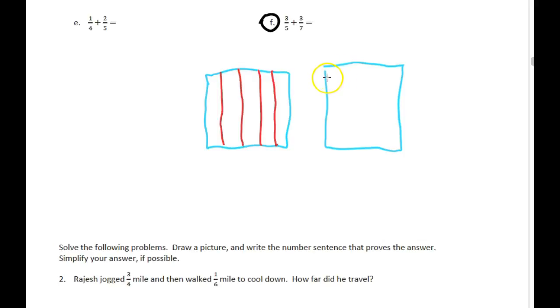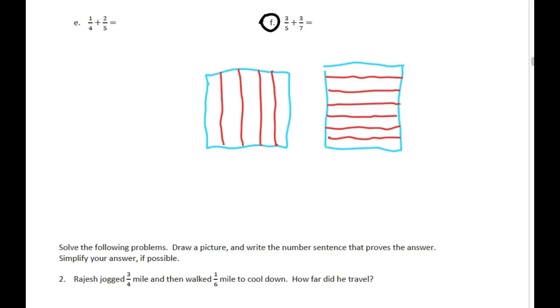Now this one we're going to make them a little skinnier because the spaces have to be a little bit more narrow in order to have 7 pieces instead of 5. So that's 3 lines, 4 lines, 5 lines. I got to squeeze in 1 more line there. 6. So now we have 7 equal pieces, we can tell.